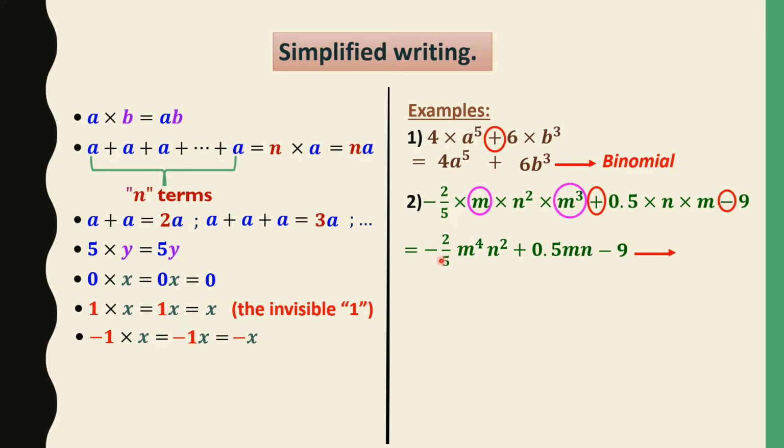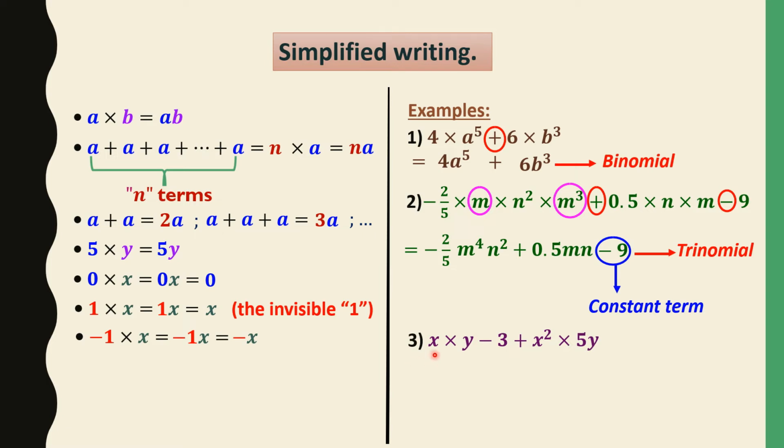If an algebraic expression contains three terms, three monomials, we call it a trinomial. So this algebraic expression has three monomials, it's called a trinomial. Negative 9, the term that doesn't contain any variables, we call it the constant term. The constant term doesn't have any variables in it.